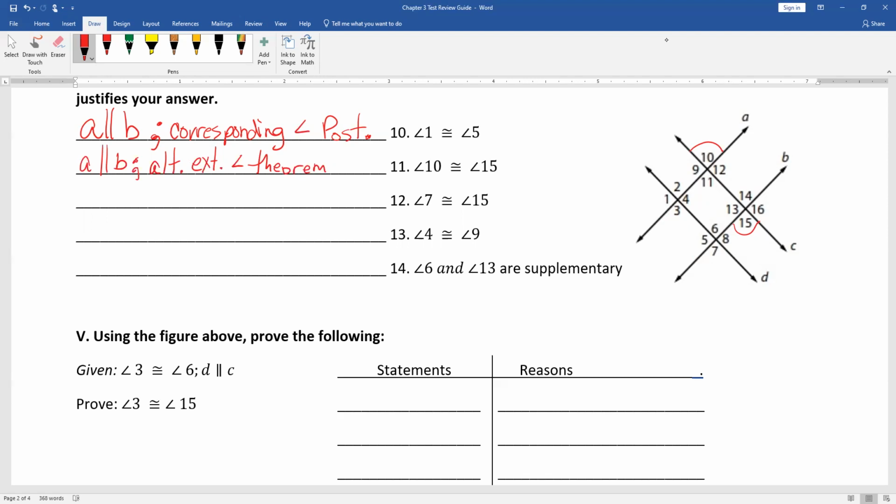And what about number 12? We're looking at angle 7 and angle 15. So 15 is congruent to 7. Which lines are parallel? This one is proving that line C is parallel to line D. And what are we using to prove that? Yep, same as number 10, Corresponding Angle Postulate.